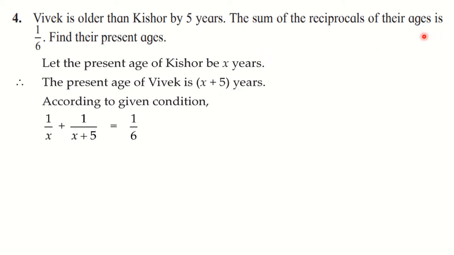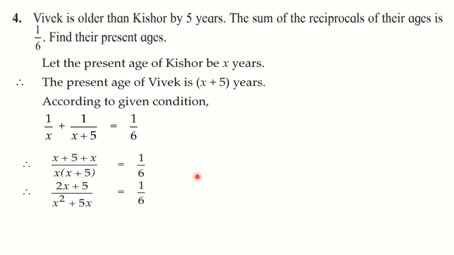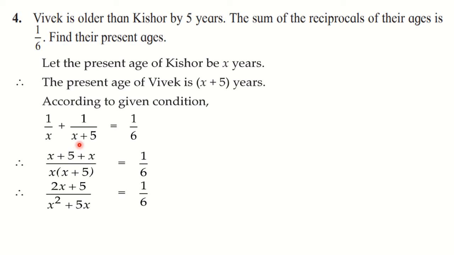Now see the condition. The sum of reciprocals of their ages. Reciprocal means we have to invert the number. So x will become 1 upon x and this will become 1 upon x plus 5 and their sum is 1 upon 6. So here also you have to go for cross multiplication and get the equation. So see here x plus 5 and here it is multiplied, so plus x, and in the denominator both are multiplied. So x plus x is 2x plus 5 and here the bracket is open, x square plus 5x.